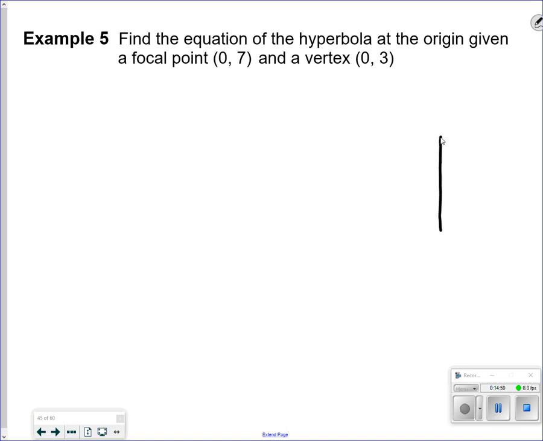So my center is at 0, 0. Focal point at 0, 7. So up here is one of the foci points. That actually means the other foci point is down here as well. And then the vertex at 0, 3, and a vertex at 0, negative 3 then. So I'm going to make my asymptote box here just to kind of give myself a picture. And there is the hyperbola.